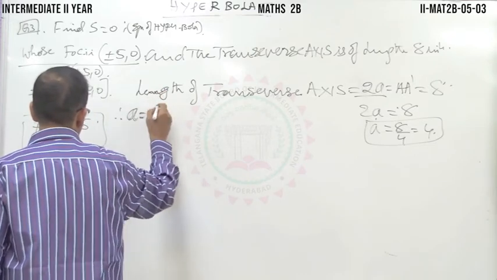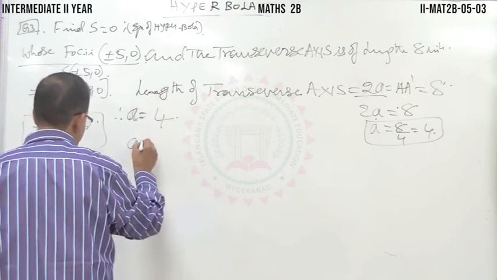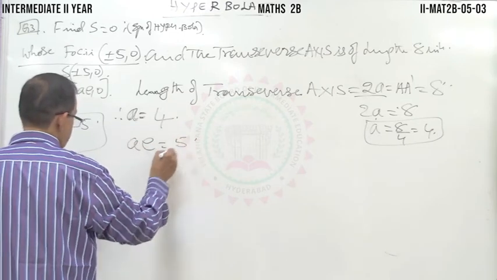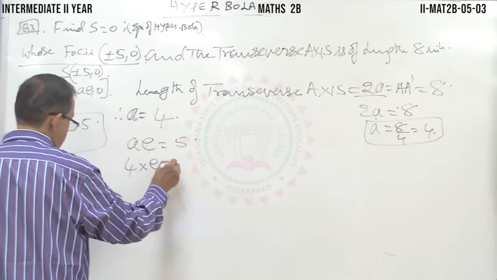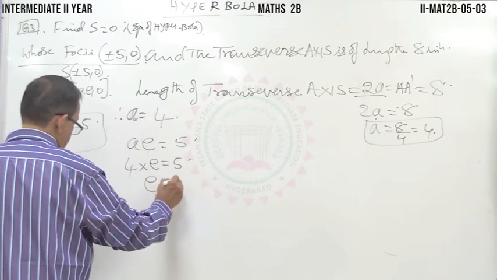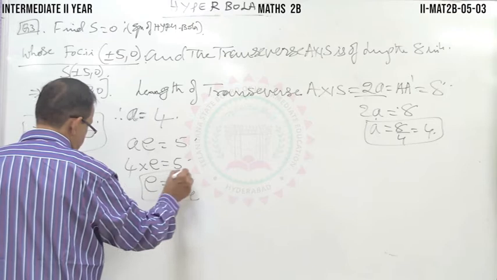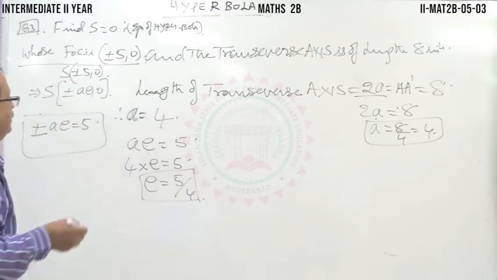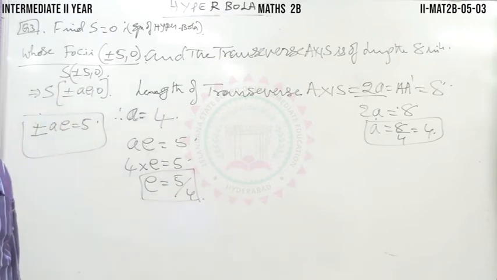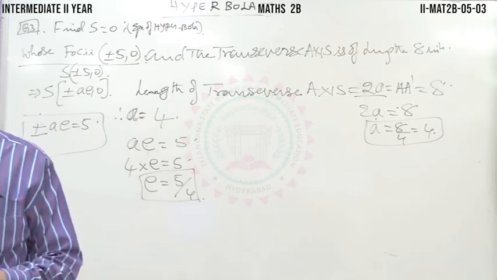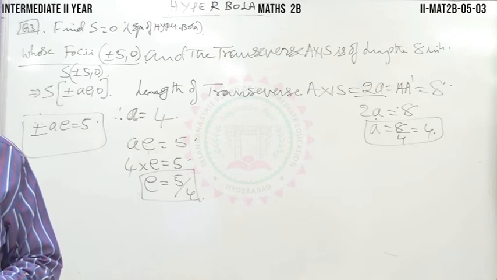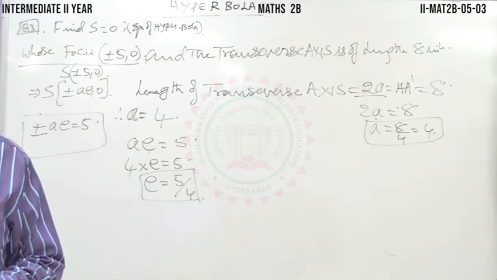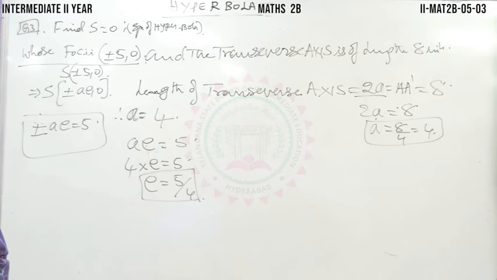A is 4 and AE is equal to 5. So you substitute 4 in the place of A, and AE is equal to 5, you can write E is equal to 5 by 4. This is the eccentricity of the given hyperbola. 5 by 4 you have got. But the end is not coming here. We have found out only the eccentricity part.